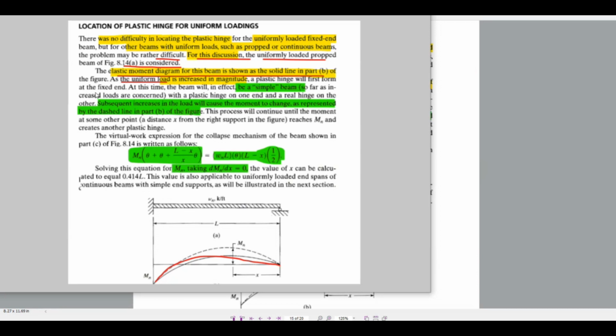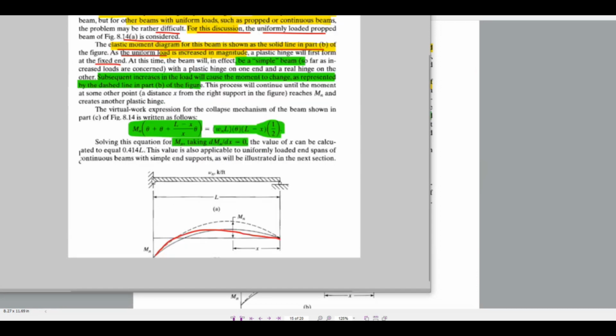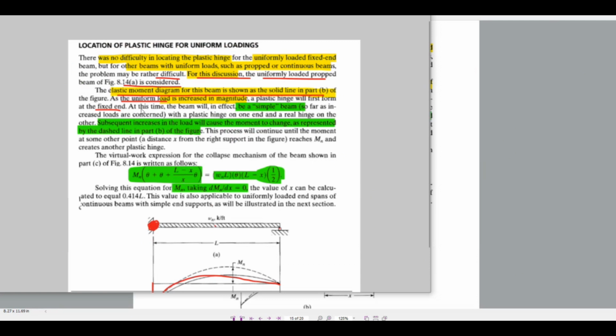Plastic hinge will first form at the fixed end. So this could be a question, like a plastic hinge, where will it first form? It cannot form here because it's already a real hinge. It can form at the middle also, but first it will form at the fixed end because the moment is more at this one, right? And at this time the beam will deflect. The plastic hinge will first form at the fixed end, and at this time the beam will in fact be a simple beam.